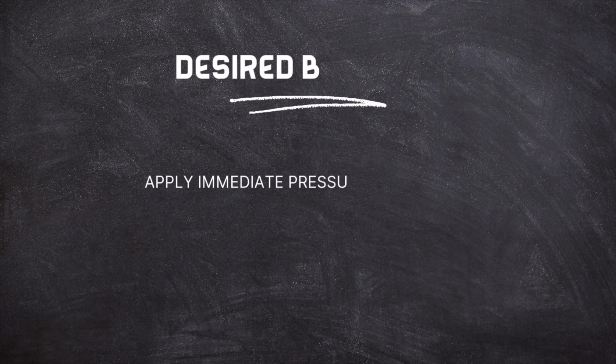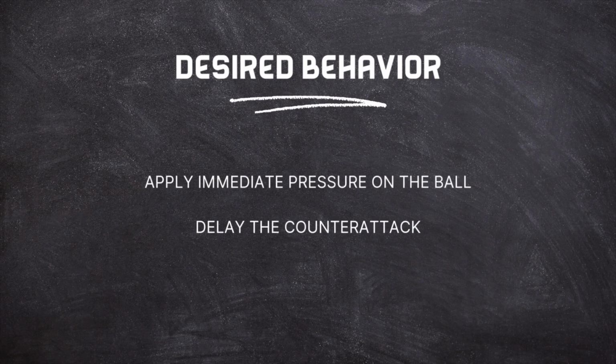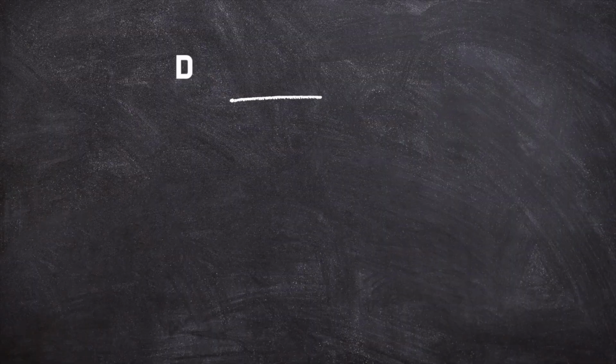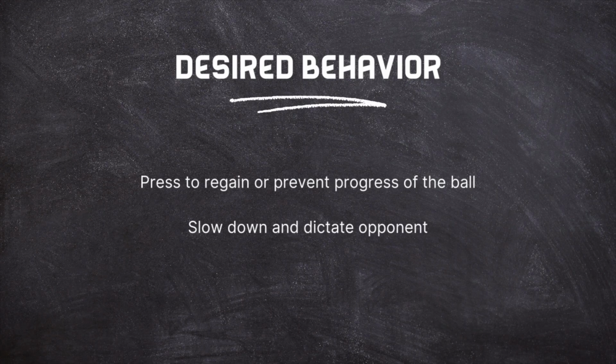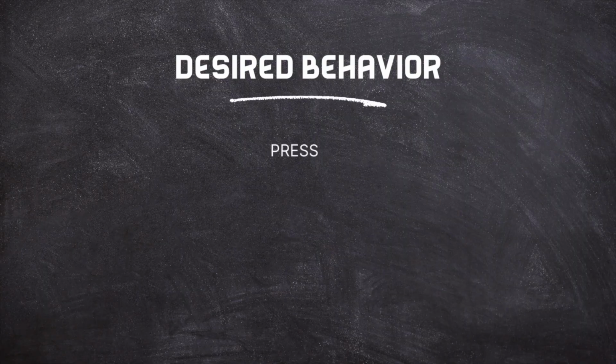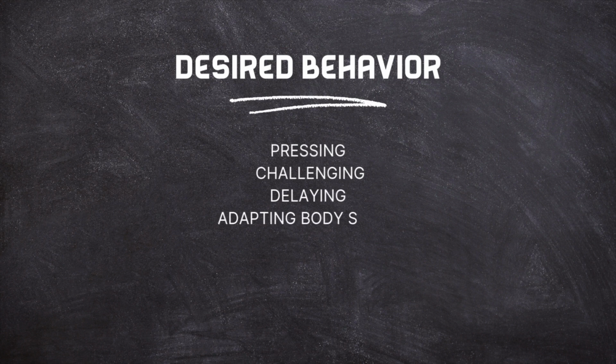To improve defensive transition, we're focusing on the following principles. Apply immediate pressure on the ball. Delay the counterattack. To achieve these principles, players will focus on the following sub-principles. Press to regain or prevent progress of the ball, slow down, and dictate the opponent. To achieve these sub-principles, players will focus on the following actions. Pressing, challenging, delaying, adapting body shape, and covering.